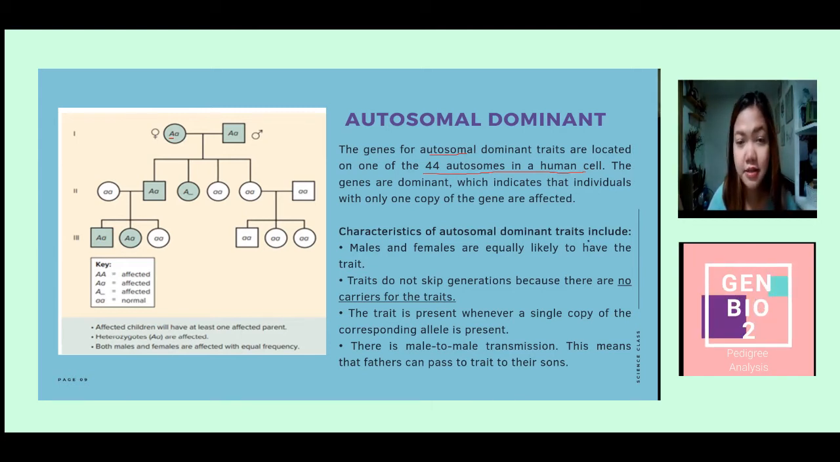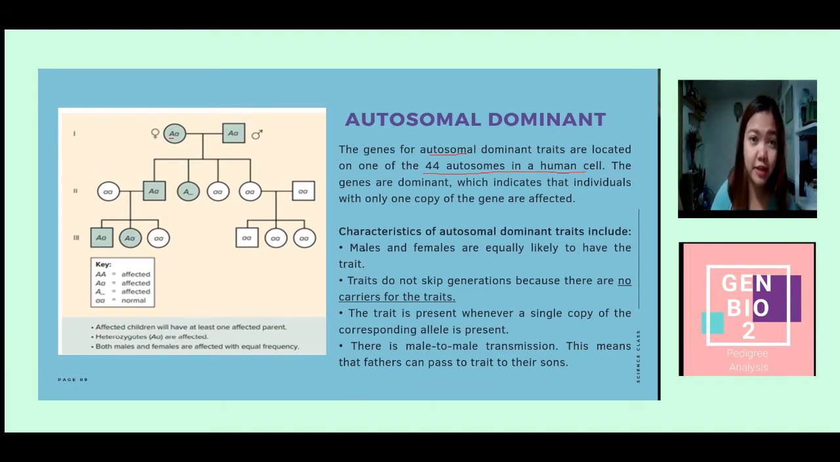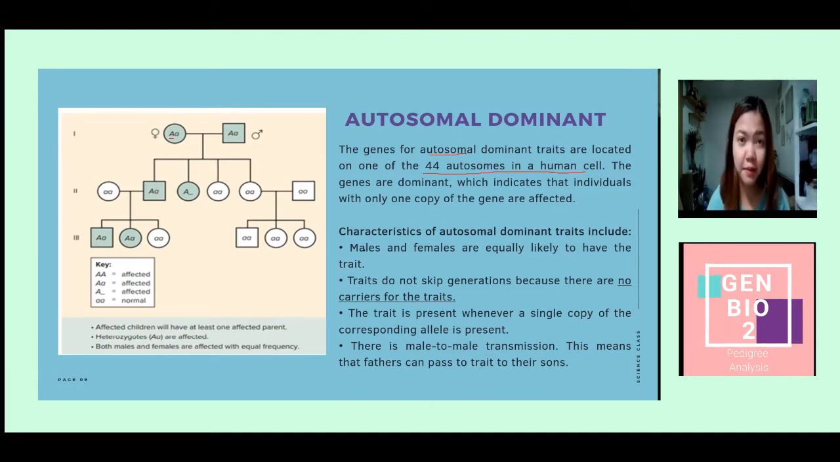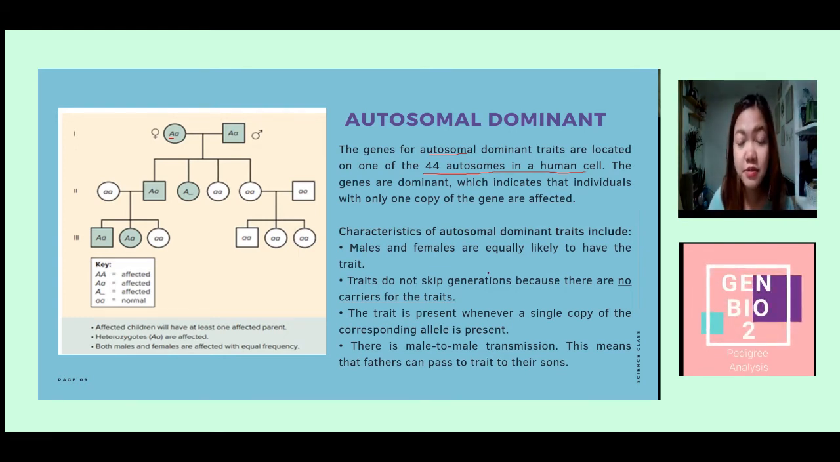So, what are the characteristics of autosomal dominant traits? First, males and females are equally likely to have the trait, so it doesn't matter if you're male or female, you're still going to have that dominant trait. Next, traits do not skip generations because there are no carriers for the trait.